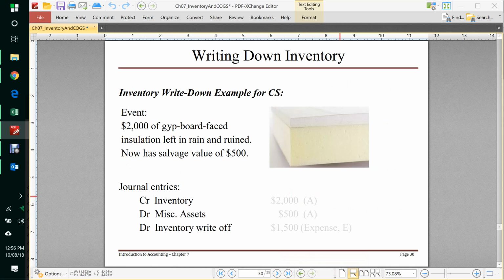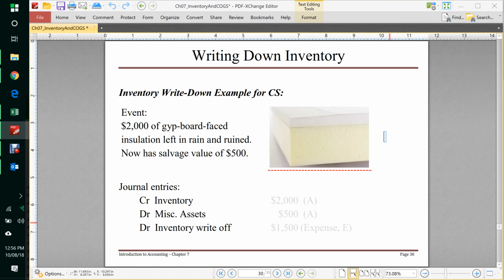Okay, so now let's think about writing down inventory. Okay, so here's an example for container space. So they use this gypsum board faced insulation for these trailers. These trailers are all steel, as you know. So they're going to get cold, they're going to get really hot in the summer. So you want to do something like this. This also gives you a nice interior surface. You can paint, spackle and all that jazz.